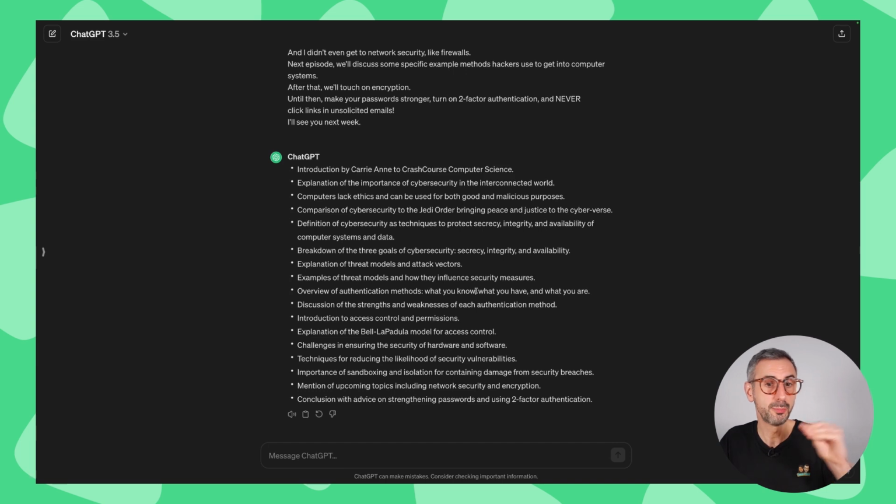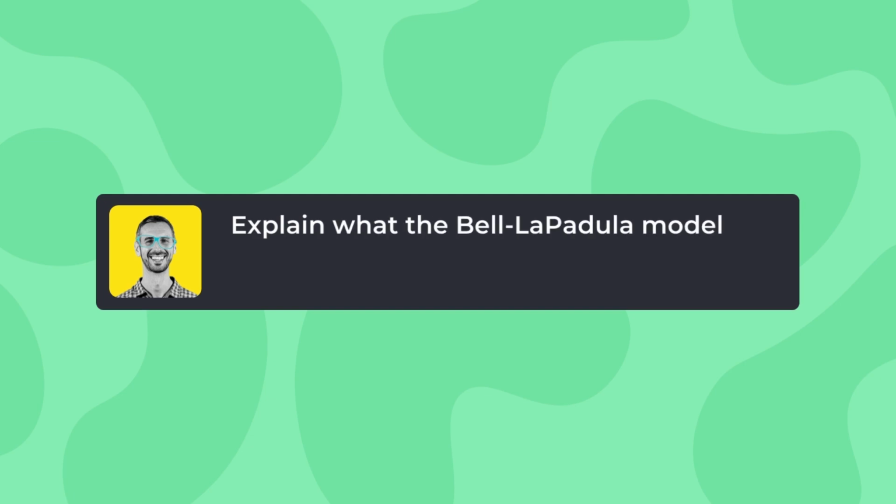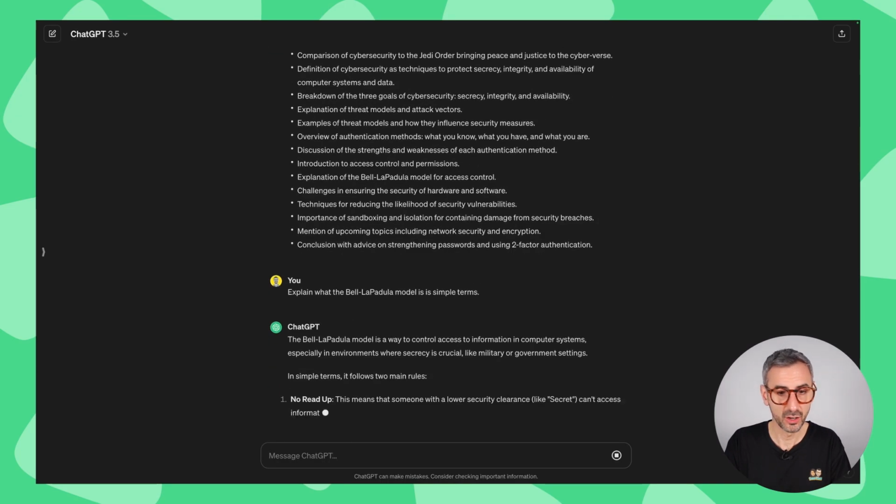some things I could bounce off, like the explanation of the Bell-LaPadula model for access control. I have no idea what the Bell-LaPadula model is, but I could prompt further. If you want to dig deeper, I could simply follow up with a prompt like this: explain what the Bell-LaPadula model is in simple terms. So I can start learning in this way.